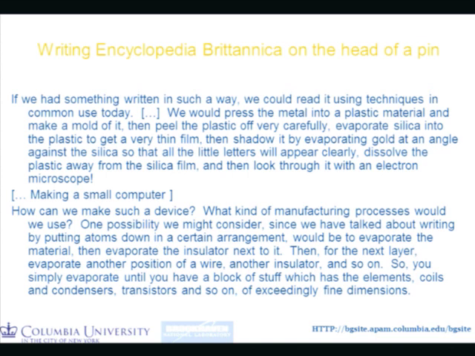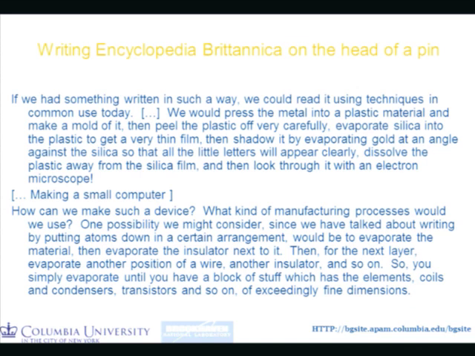But he says, if we had something written in such a way that we could read it using techniques in common use today, we'd press the metal into a plastic material, make a mold of it, then peel the plastic up very carefully, evaporate silica into the plastic to get a very thin film, shadow it by evaporating gold at an angle against the silica so all the little letters will appear clearly, dissolve the plastic away from the silica film, and then look at it through an electron microscope. He kind of got it right? That was 1960.